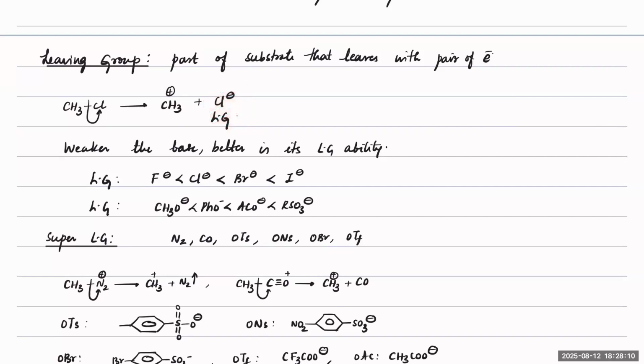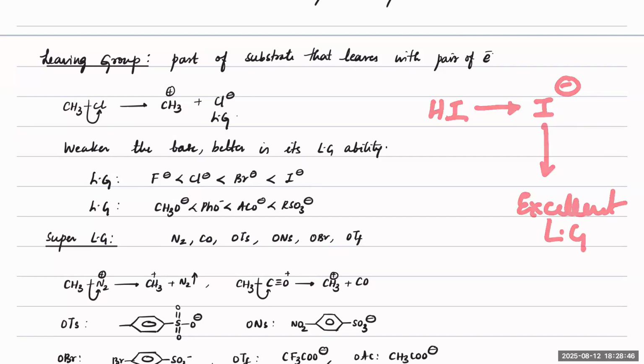Usually, to check whether it is a good leaving group or not, we assess only one criterion, that is what kind of a base it is. The weaker the base, the better the leaving group. Out of these four, fluorine, chlorine, bromine, and iodine, iodine is an excellent leaving group because it is a very, very weak base. HI is a very strong acid, which makes I minus a very weak base, and a very weak base is an excellent leaving group. Got it?